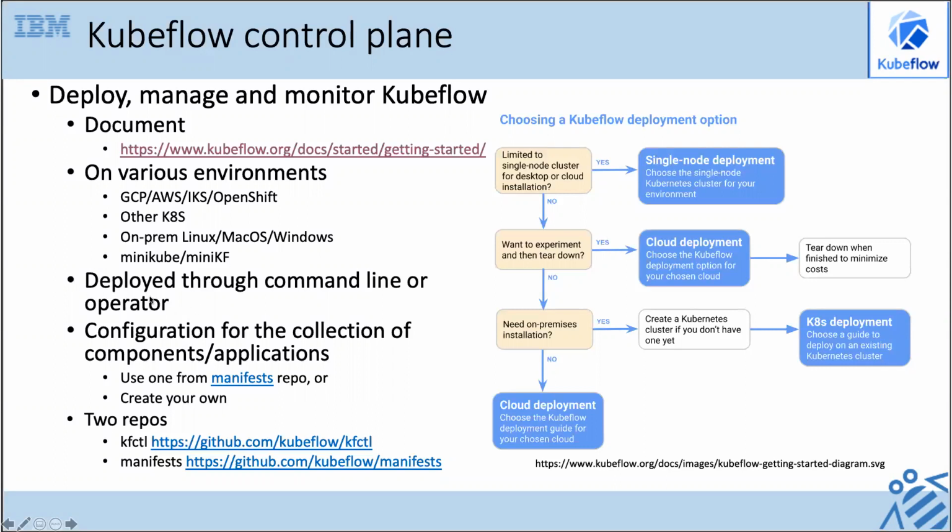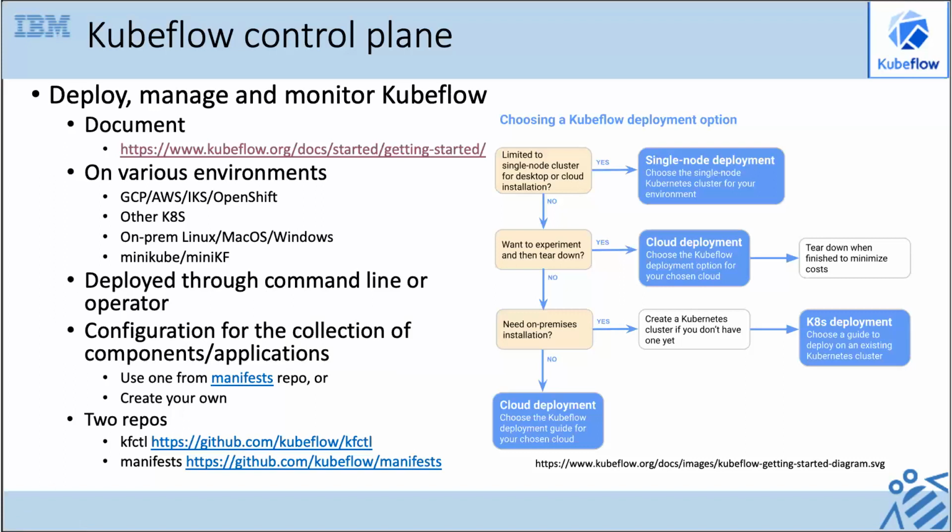Kubeflow deployment can be done through the command line or an operator. When you deploy with the command line or the Kubeflow operator, you need to provide some configuration for what kind of applications or components you want to install with Kubeflow. So basically, Kubeflow provides something like an infrastructure framework for you. And on top of that, the applications or components that you want to run are all configurable, right?